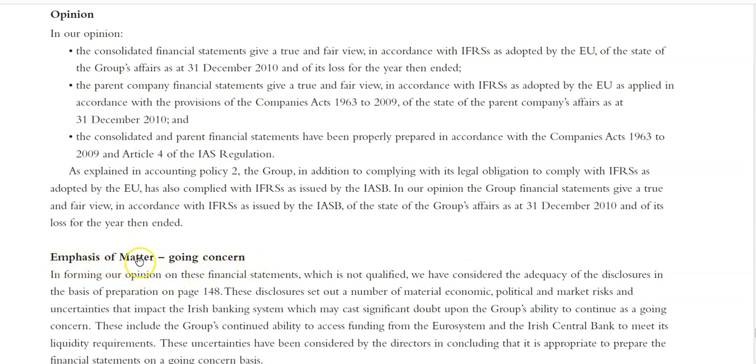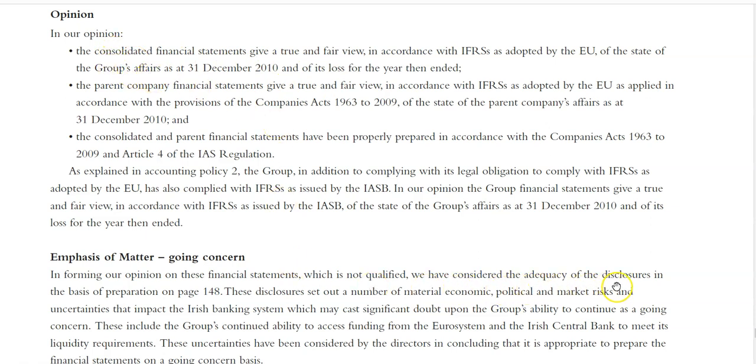Now, it previously was called emphasis of matter, as I said, but now we just say, instead of emphasis of matter, material uncertainty over going concern. And it's the same thing. It's an emphasis of matter type paragraph, but we just call it material uncertainty. So, in forming our opinion on these financial statements, which is not qualified. So that's important. They're saying this does not affect the clean or the unmodified audit opinion given above.